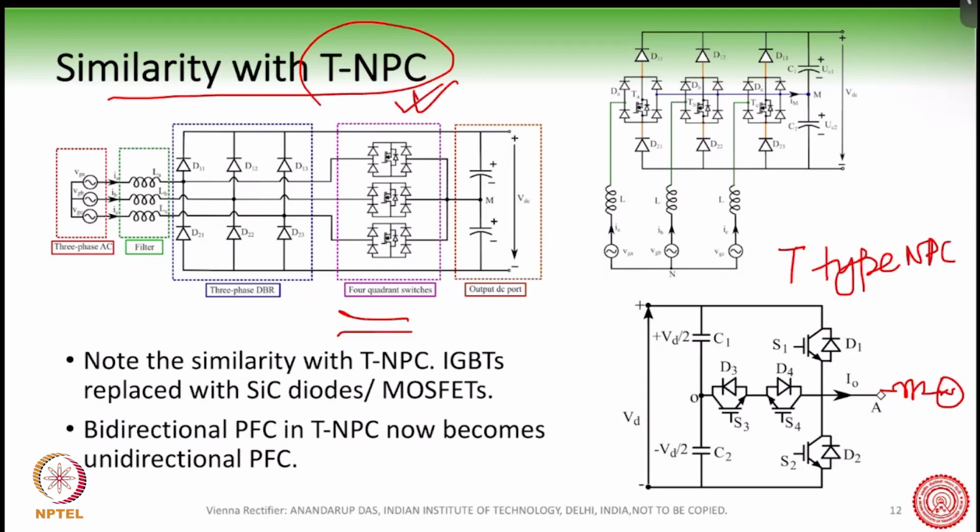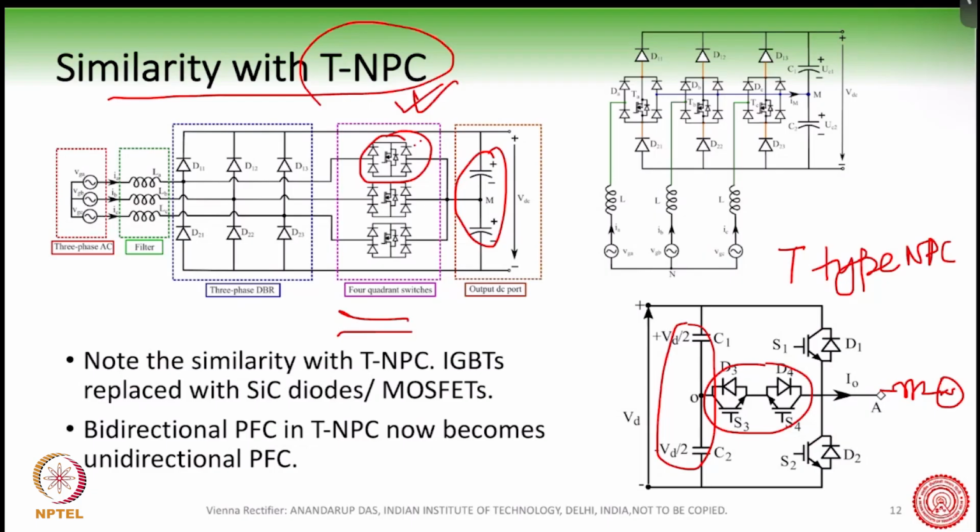So here you can see there is a DC link and there is a midpoint, and there is a DC link and there is a midpoint, and then there is a 4-quadrant switch, and here is a 4-quadrant switch. It's the same. In this case, the 4-quadrant switch has been made with IGBTs with series connection, with anti-parallel diodes. Here it is being made with MOSFETs in this 4-switch configuration.